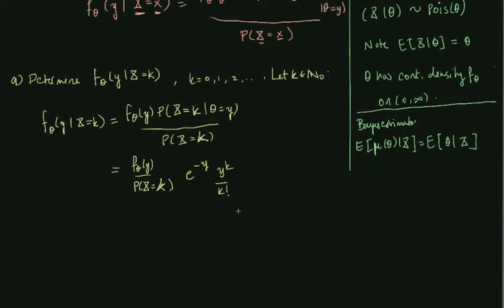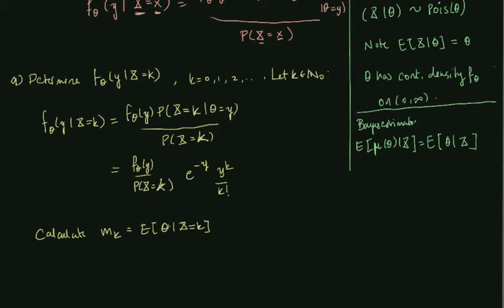Now, the next part of exercise A asks us to calculate the Bayes estimator m_k, which is given by the mean of theta given x equal to k. So if our observed claim number is k, what is our best guess for what we expect the x to be in expectation? Now let's try to calculate that.